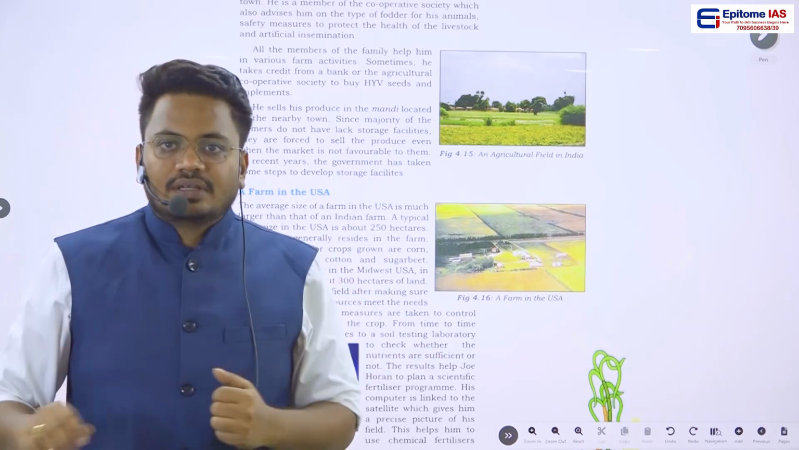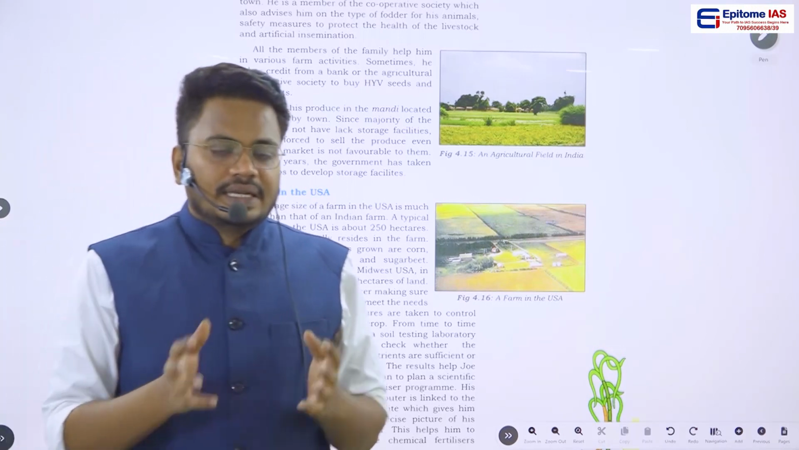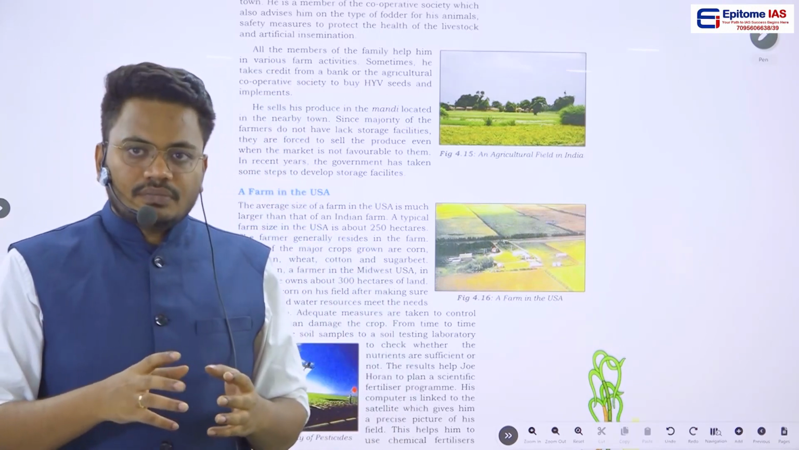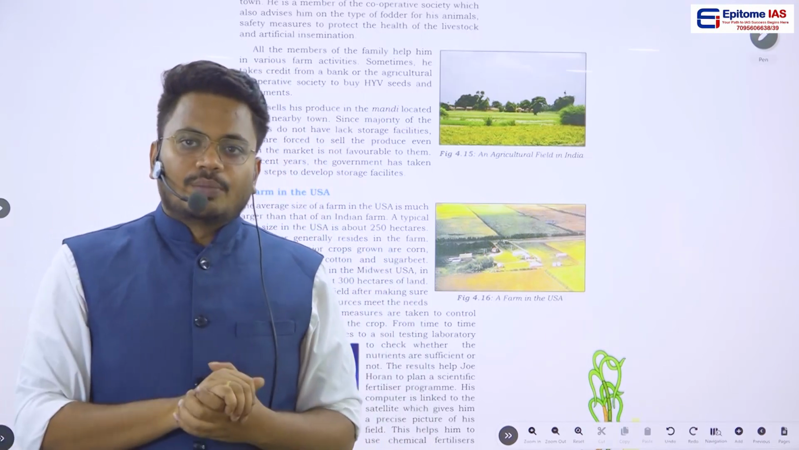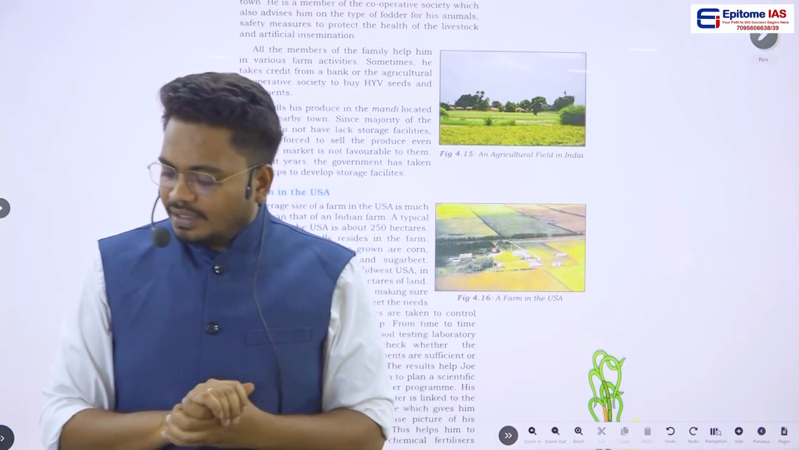So there is nothing much to read in these stories, but the point we should understand is that India has less land and a huge population. Because of that, subsistence agriculture is majorly done in India. In America it is quite the opposite. Commercial agriculture is done in America.